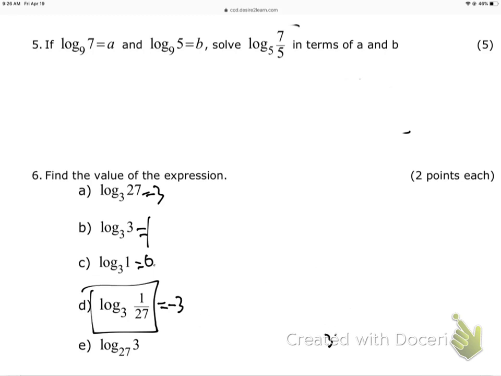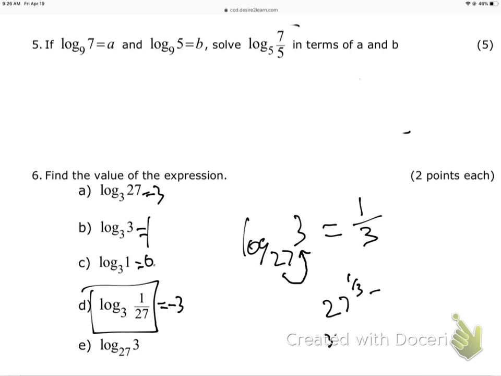Finally, this one. Okay, this is actually this. Okay, so log base 27 of 3 equals. Right, what do I need to do to 27 to get to the 3? I need to cube root it. And that's the answer, because 27 to the 1/3 means cube root. That will give you the 3. So there you go.